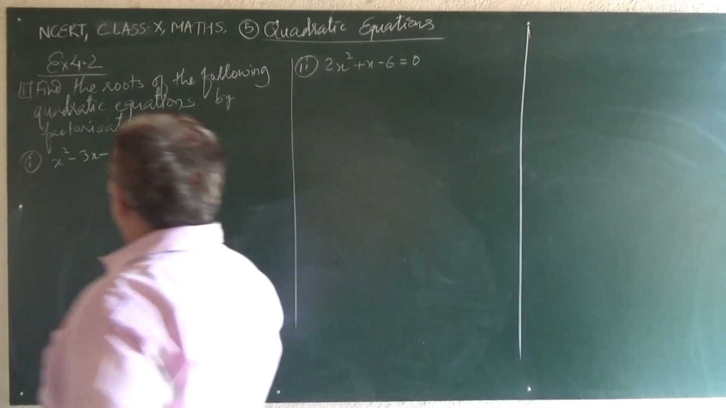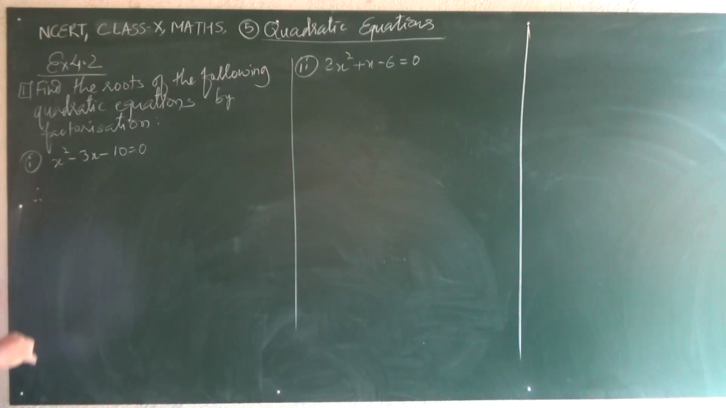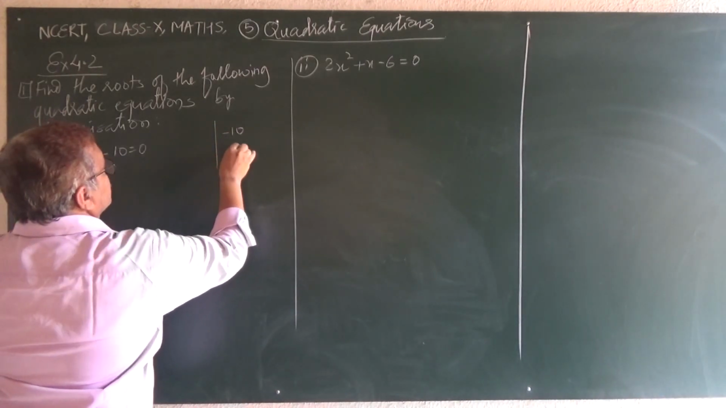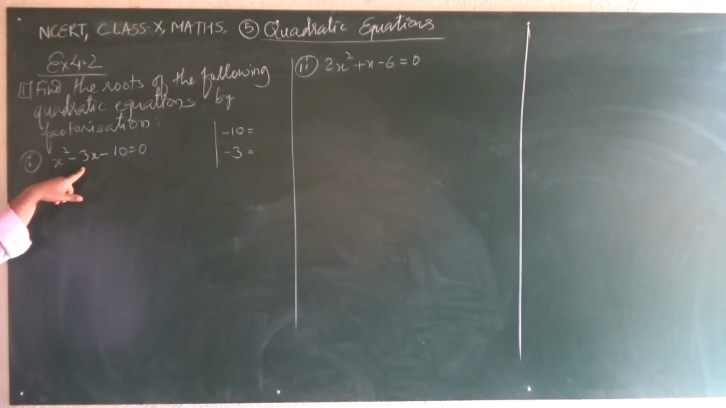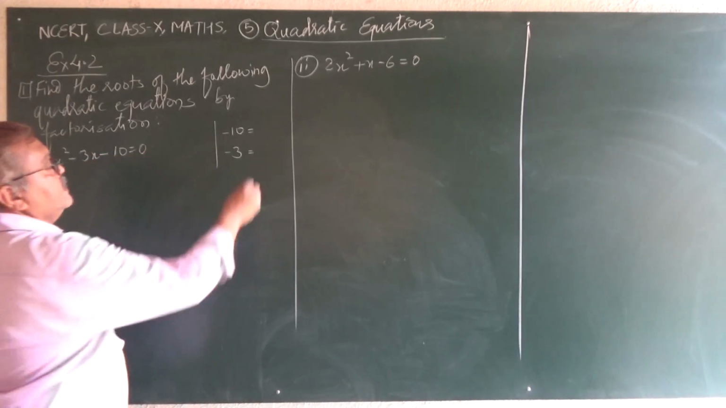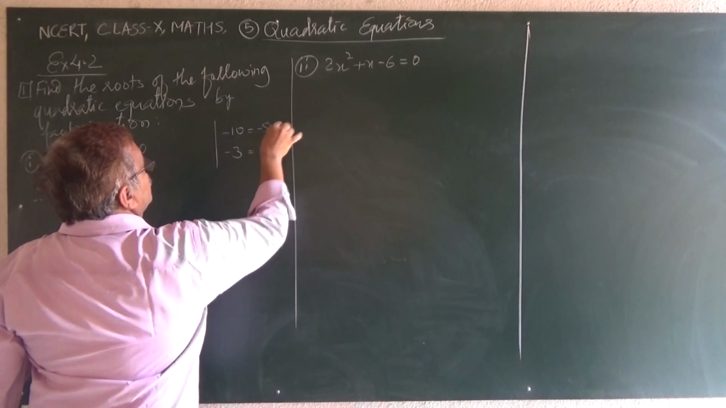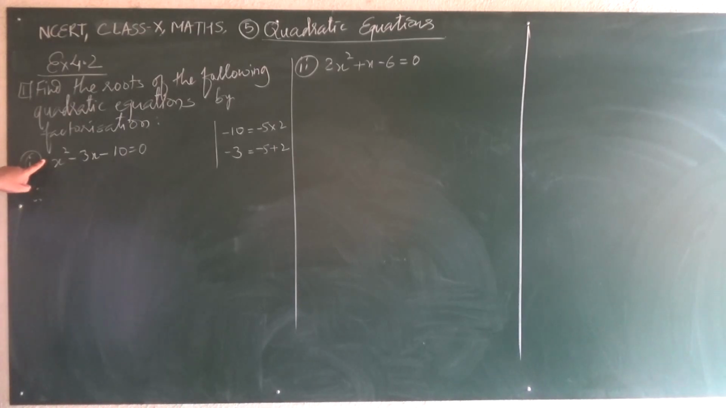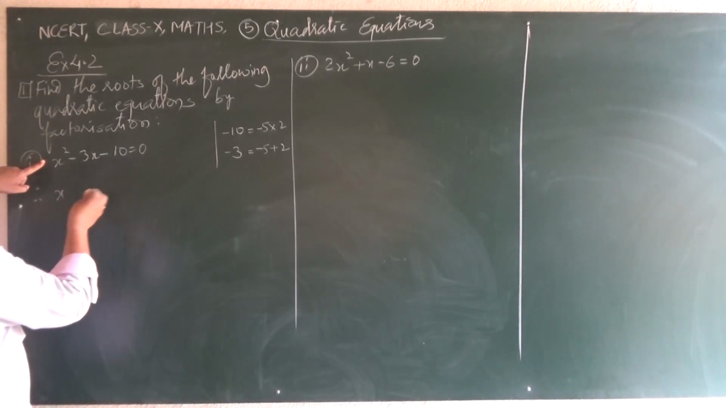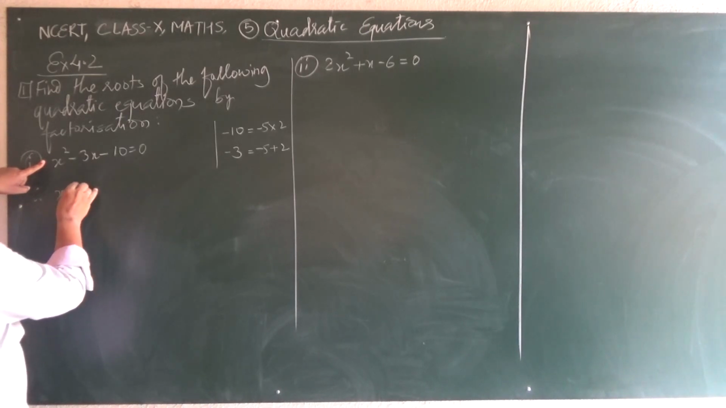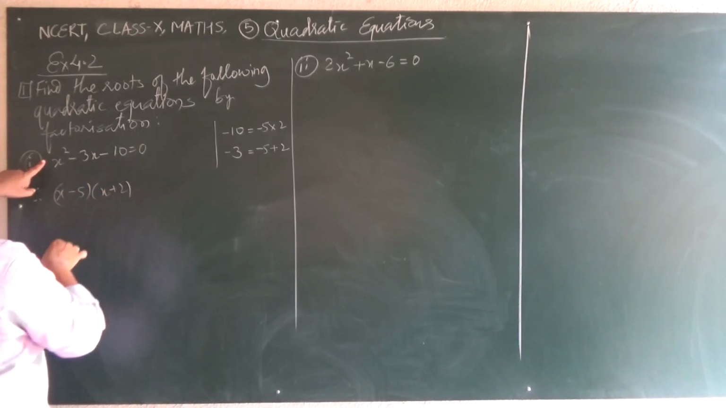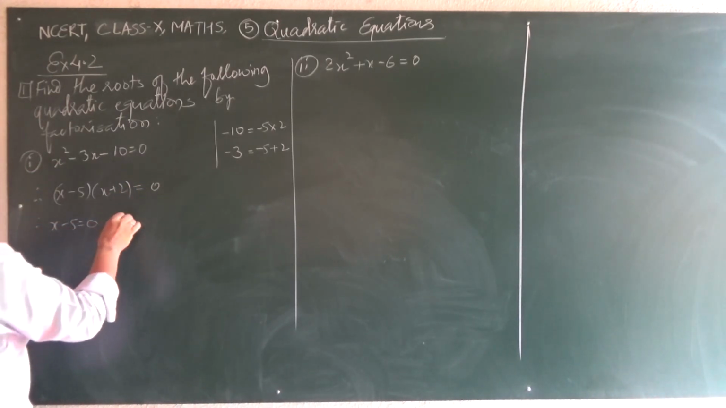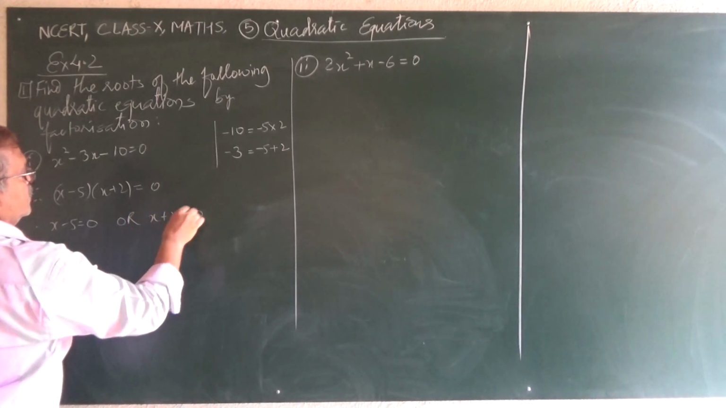Let us see. 1 into minus 10 is minus 10, and here is minus 3. So find two numbers whose product is minus 10 and sum is minus 3. You can do this orally: minus 5 into 2, and minus 5 plus 2. Whenever the coefficient of x square is 1, you can do it orally. So x minus 5 into x plus 2. Therefore, x minus 5 is equal to 0 or x plus 2 is equal to 0.